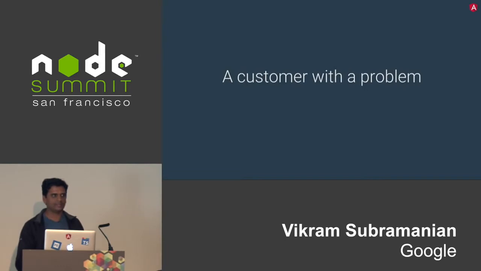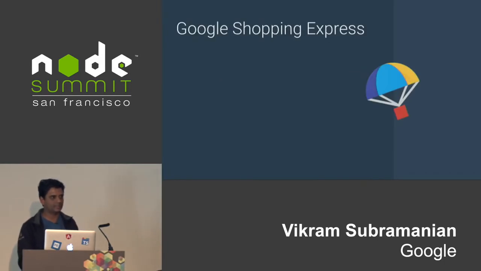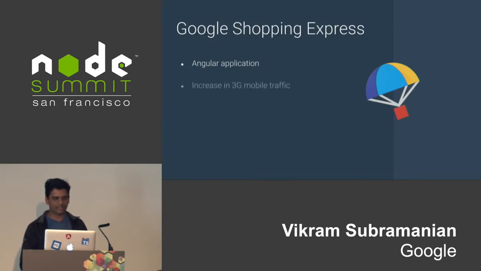Late last year, we had a customer come to us with a problem, essentially. The customer was Google Shopping Express, so they are the same-day delivery service from Google. So they are an Angular application, and they were seeing an increase in 3G mobile traffic to their site because of various campaigns and promotions that they have been running. And so what this led to was that they were seeing an increase in the load times for the site, as seen as an average of all load times across devices.